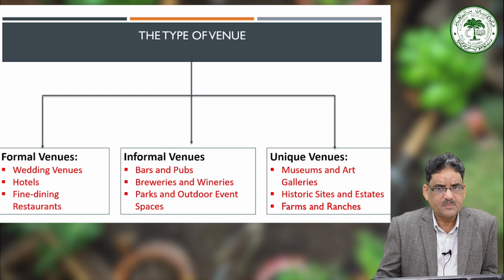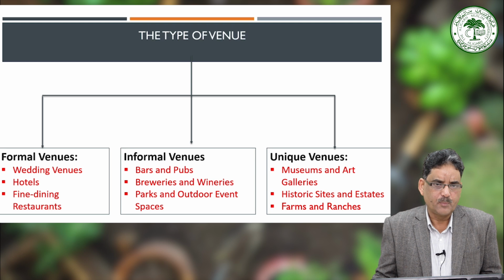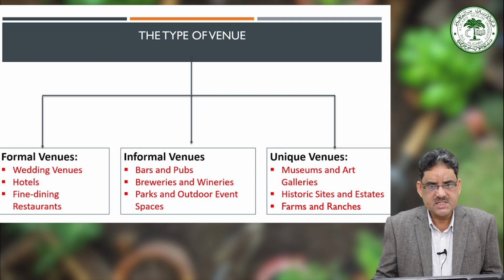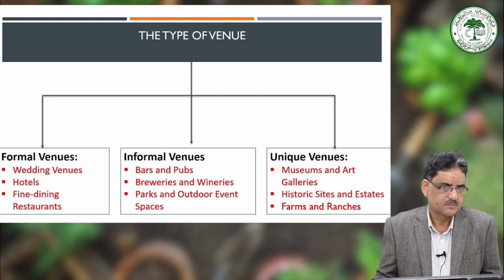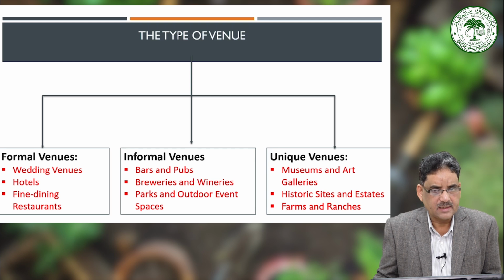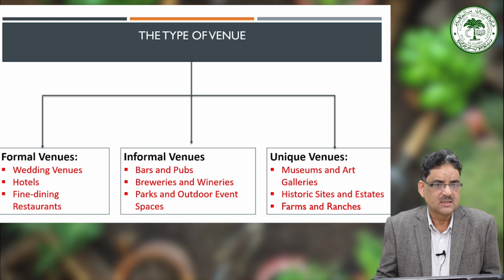Then parks and outdoor event spaces often prioritize functional landscaping with open green spaces, walking paths and seating areas while incorporating trees for shade and natural beauty. Then the unique venues such as museums and art galleries may use landscaping to complement their artistic offerings, featuring sculptures, curated gardens, or water features. We have historic sites and estates that often strive to preserve the historical character of the property with period appropriate plants, walkways and landscaping features. Farms and ranches can utilize rustic landscaping elements like wooden fences, fire pits and native plants for a natural and authentic feel.